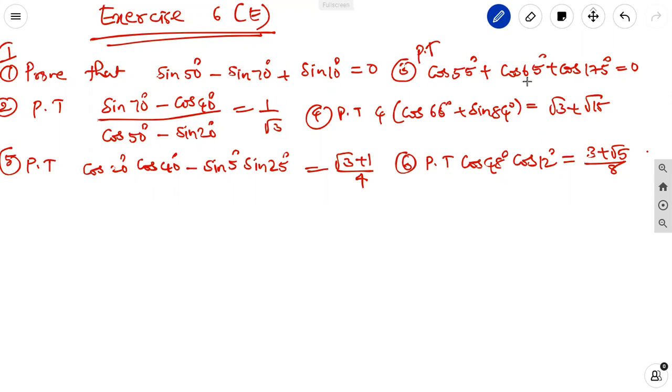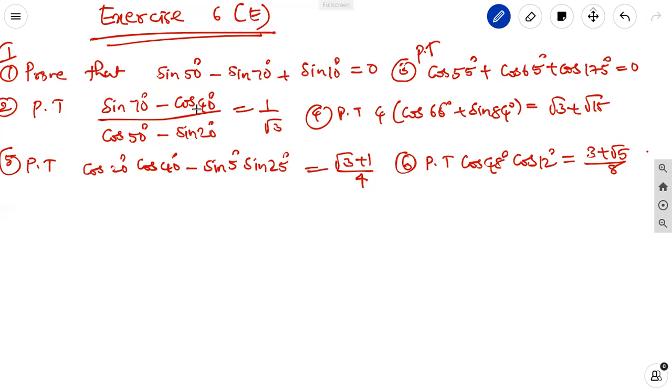Cos 55 degrees plus cos 65 degrees plus cos 175 degrees. When we subtract, 55 minus 65, we are getting 10 degrees. If we add, 65 plus 55 is 130. 130 means we can write it as 75, 45, whatever is suitable, we can just think over.